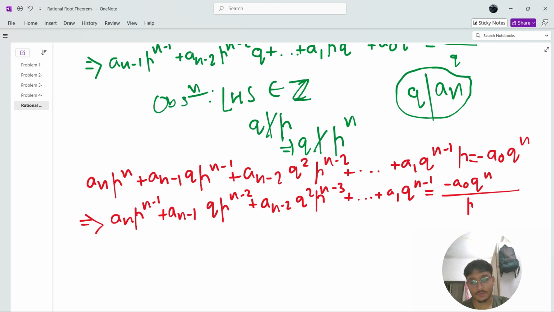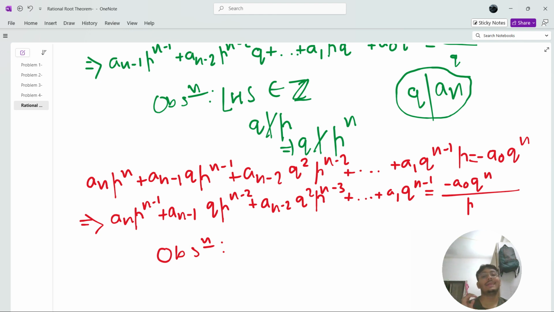Again, same observations. I have claimed that a_{n-1} up till a_1 and a_0, they all are integers. So any linear combination of them and the summation is going to be an integer. Basically, I have pulled one p from the LHS and brought it back to my RHS, that is divided in the RHS. I'm left with a fraction, that is a rational number, in the RHS.